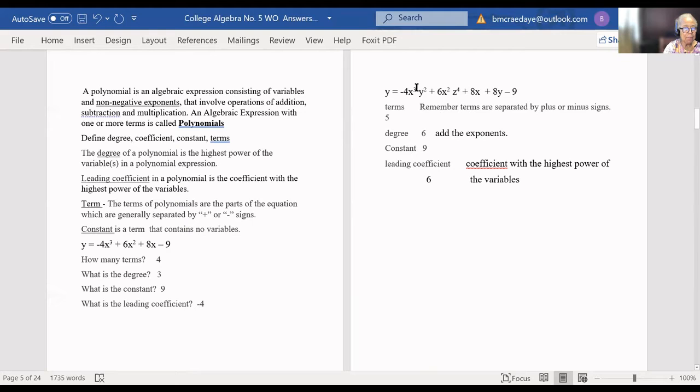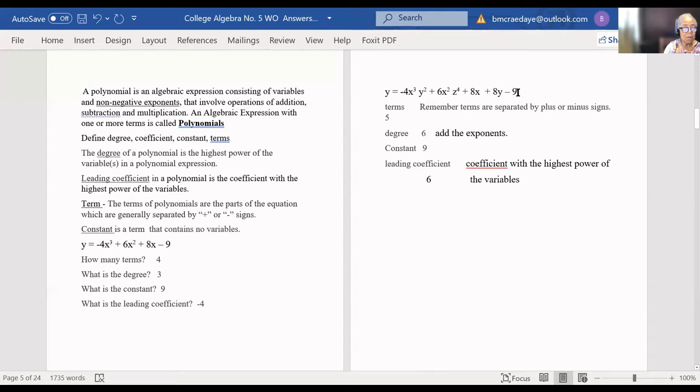What is the degree? Let's add up the powers. 3 plus 2 is 5. 2 plus 4 is 6. This is a 1. This is a 1. This is a constant. So what does this mean? This 2 plus the 4 is 6. That's the degree, 6. We add up these exponents, and that's bigger than the 5. What is the constant? The constant is 9.